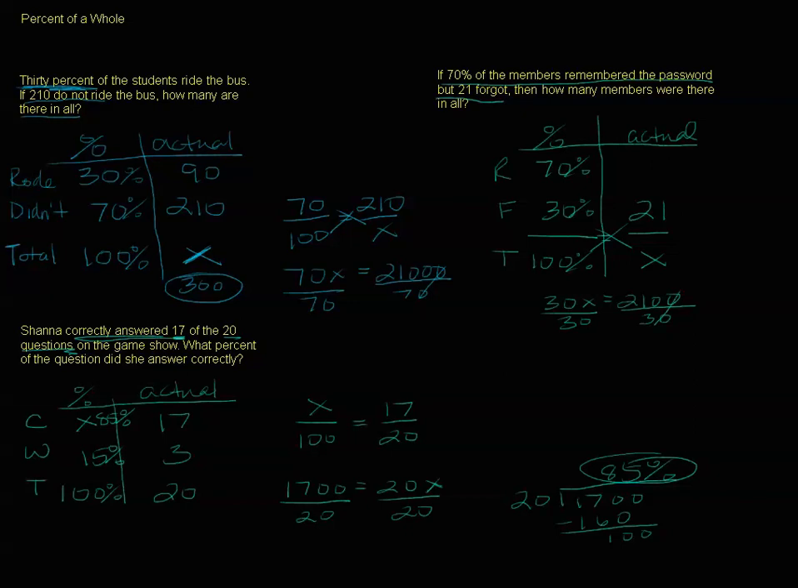Divide both by 10. 21 divided by 3 is 7, so 210 divided by 3 is 70. So there were 70 total members.